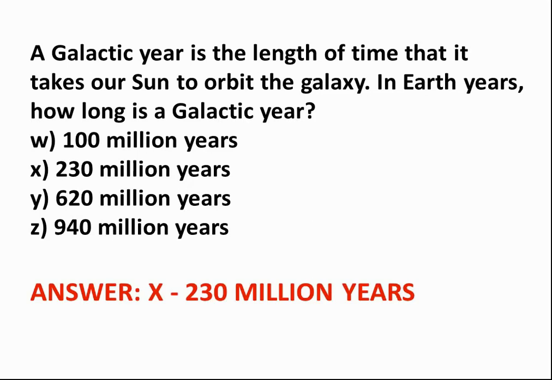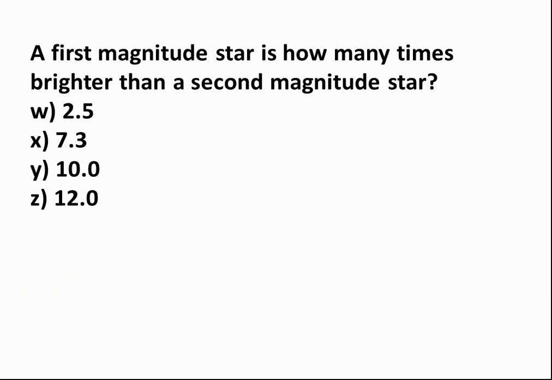Answer: X. 230 million years. A first magnitude star is how many times brighter than a second magnitude star? W. 2.5. X. 7.3. Y. 10.0. Z. 12.0.